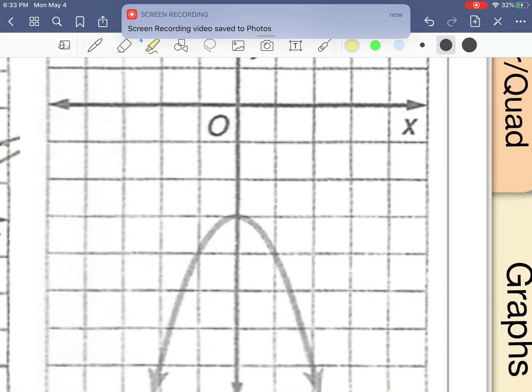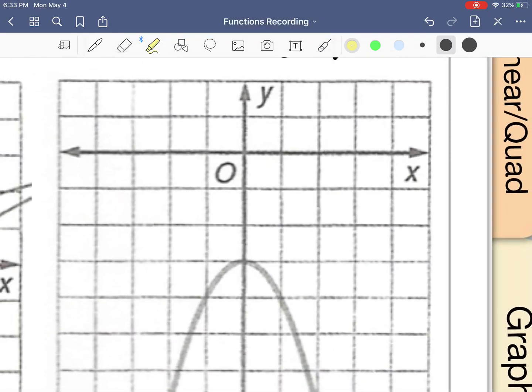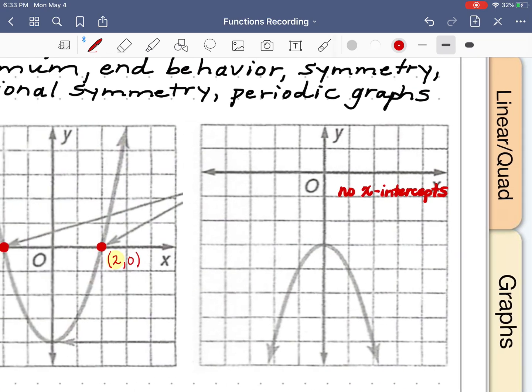On this one, you see that this parabola does not touch the x-axis at all. So there are no x-intercepts. We would not want to say 0 because that would make it sound like it crossed at 0. This is no x-intercepts. It does not touch the x-axis. It's below the x-axis.